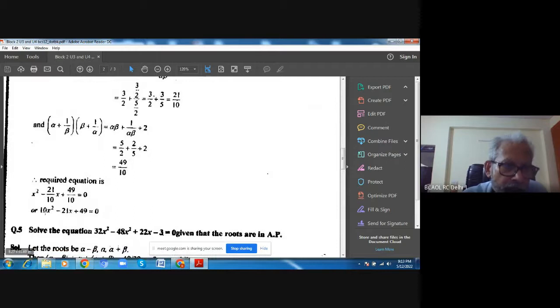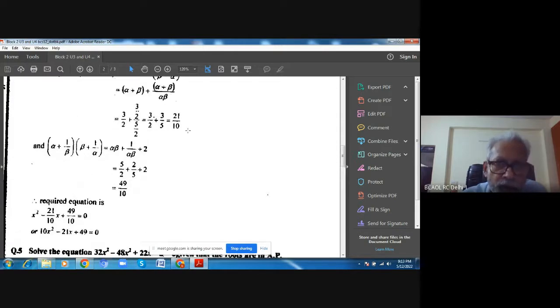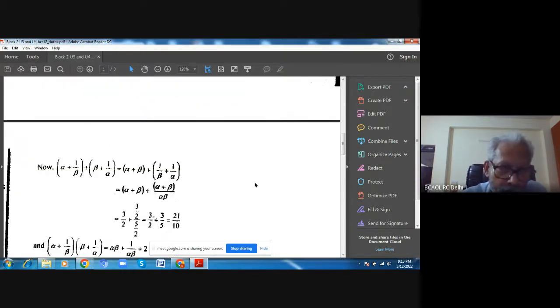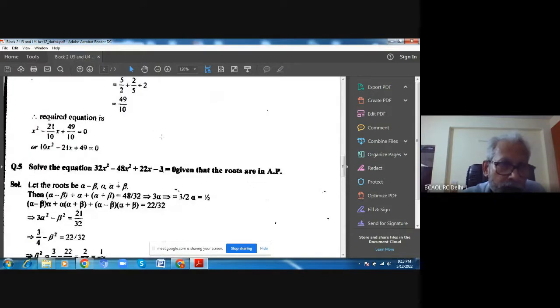And finally, the new equation, whose roots are these things, you are preparing the new equation which is suitable for these roots. So you have to find out these things. Okay, solve the equation of these things.